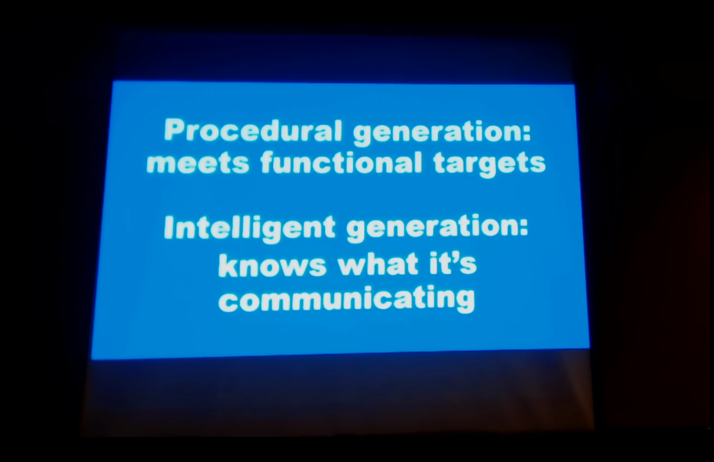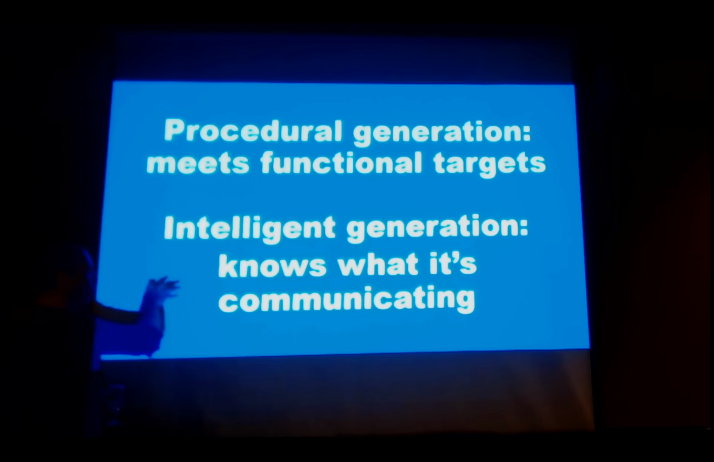Now, what I'm going to assert right now and spend the rest of the talk justifying is that there's a difference between dumb generation and intelligent generation. Dumb generation is something that just meets some kind of functional targets, like we need to make sure there's a path from the entrance to the exit, or we need to make sure there's a certain amount of iron deposits in the world. That's all fine. But I'm going to claim that intelligent generation is something that knows what it's communicating. That's the thesis of this whole talk, and what even that means.